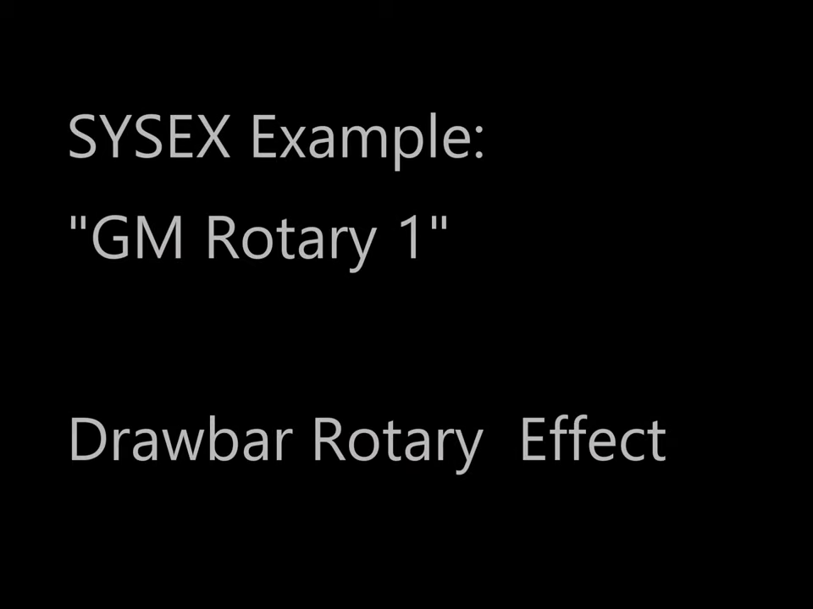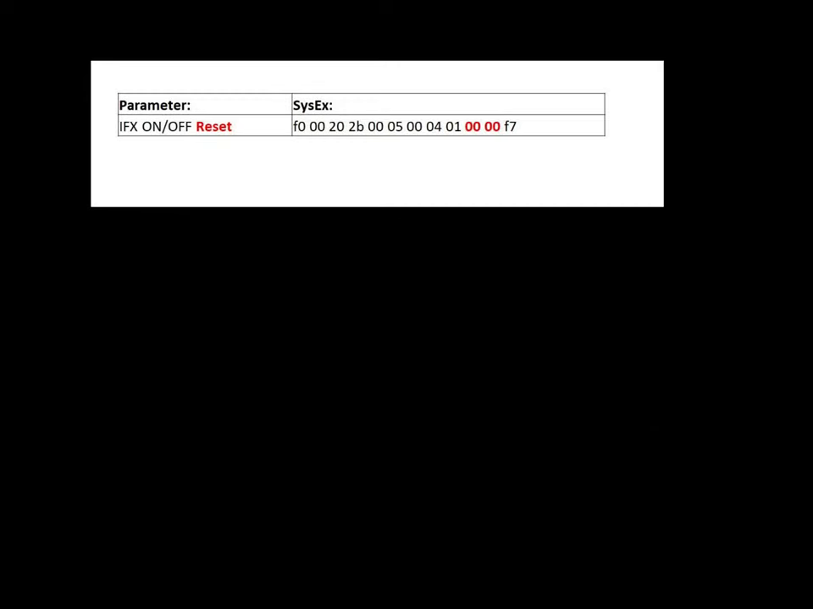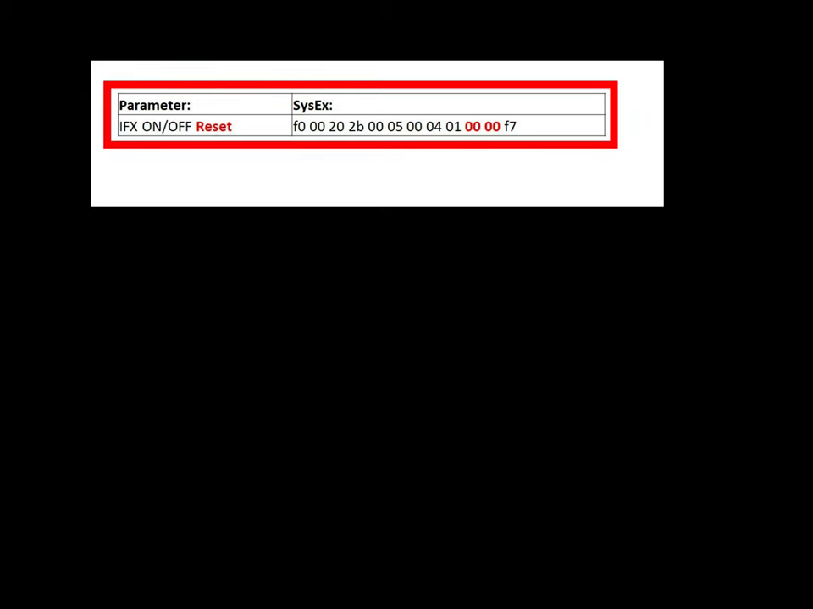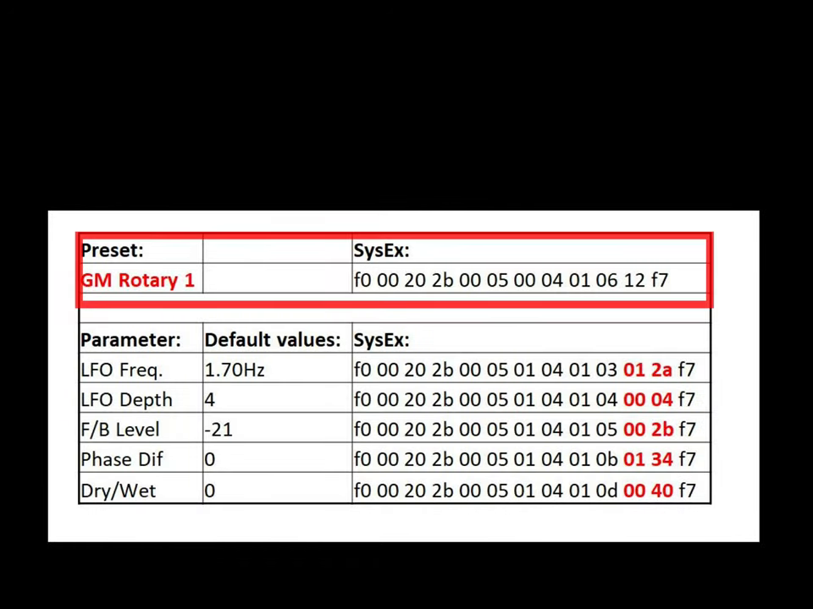Let's stay with the example of the GM rotary chorus effect. First of all, you send a command to switch on the IFX section in general. This command is also used to reset IFX parameters. This value is usually required only once: F000202B00 05 00 04 01 00 00F7. The next SysEx command is to select the GM rotary 1 preset: F000202B00 05 00 04 01 06 12F7.